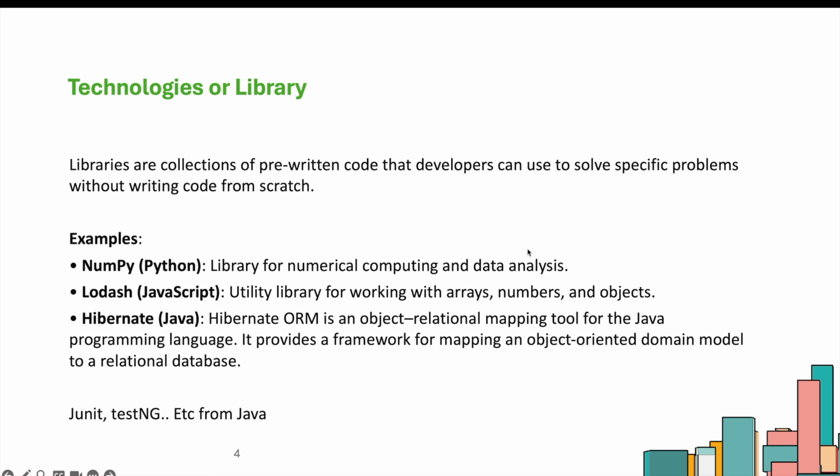Now look at technologies or libraries. Libraries are nothing but a bunch of jars or DLLs that are available. A bunch of programs are available that we can readily use, rather than developing our own libraries. For example, in Python we have NumPy. We can use this for number calculations or data analysis. Certain functions are available, so we can directly use those libraries.